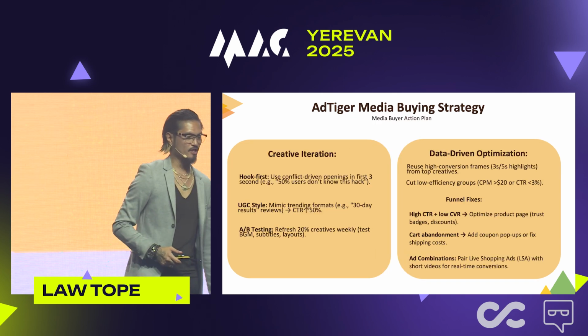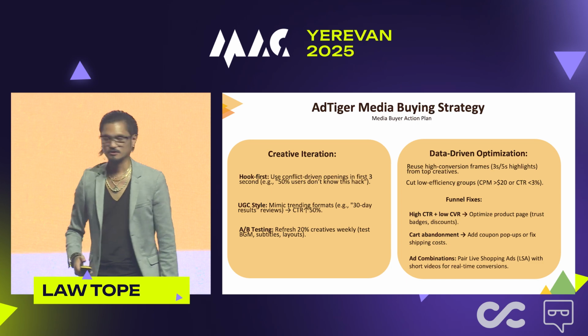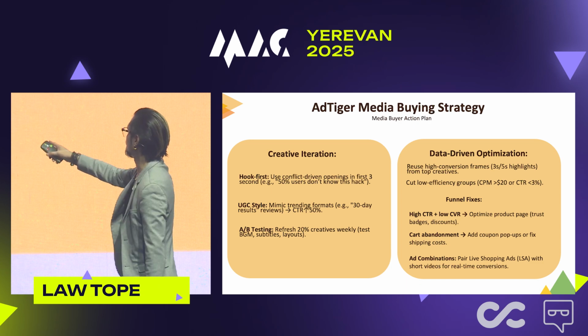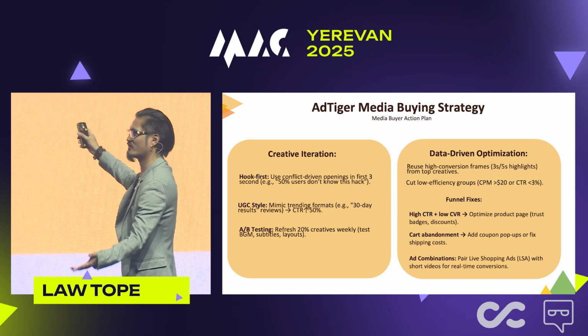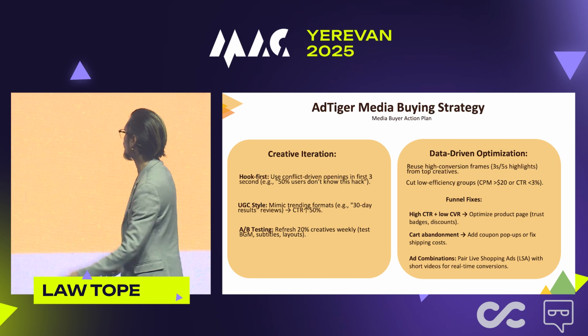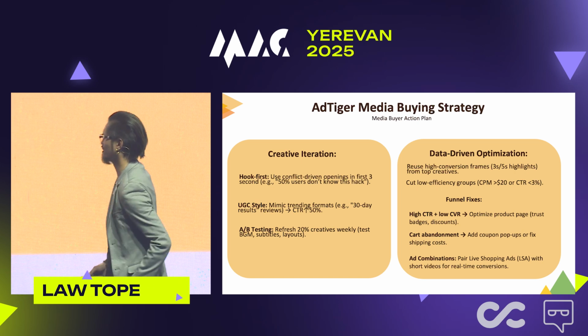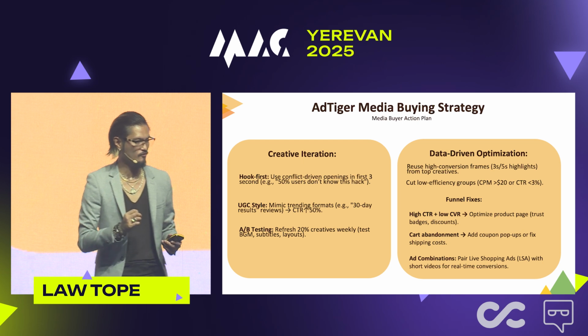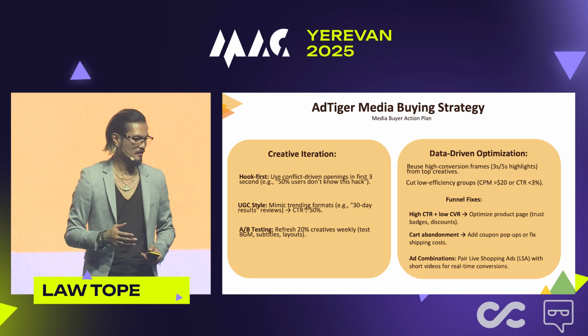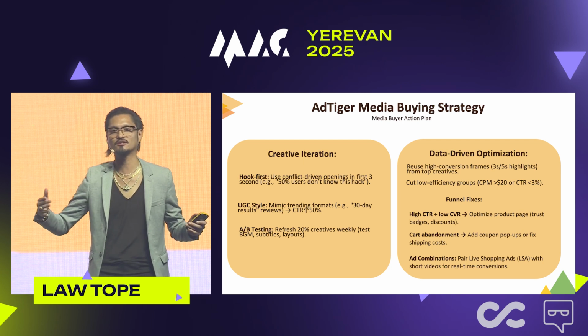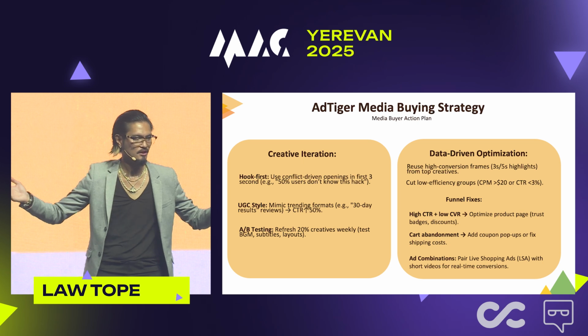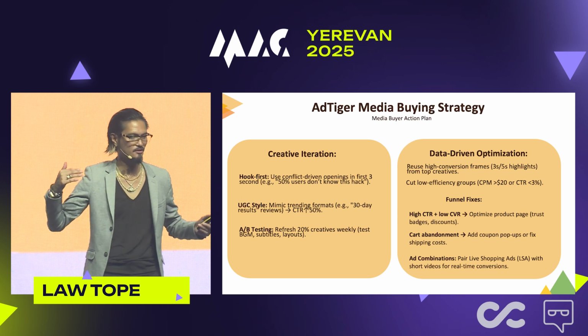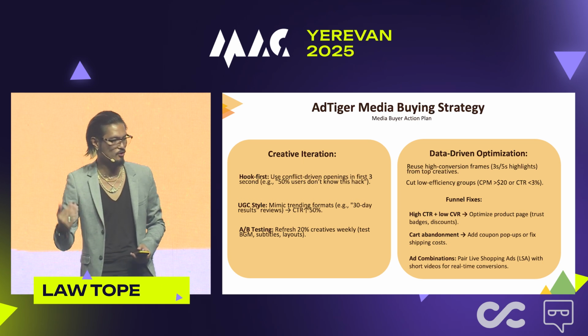So, creative iteration. The first hook is very important. It's very simple. You guys know this already. The first 3 seconds, you need to hook them. Just to give you an example: 50% of users don't know this hack. And you know what? That's the reason why it's popular. You use that on TikTok, it's going to be great for you. It's always going to work.